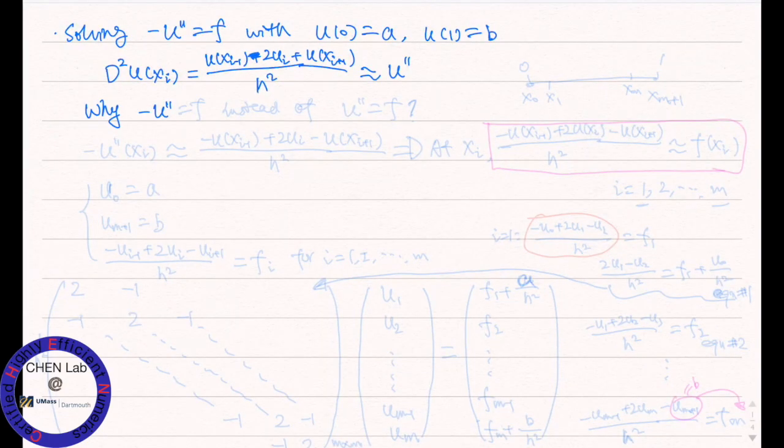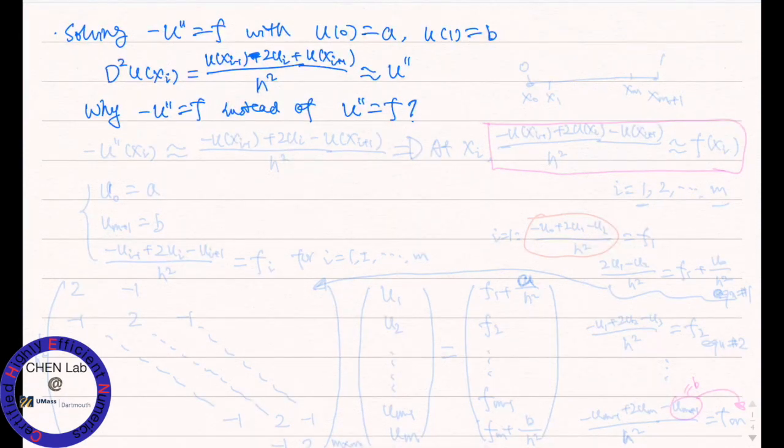Why negative u double prime is equal to f, instead of just working with u double prime is equal to f? There's some technicality that's outside of this course, but if you really hate negative u double prime, you can simply do your u double prime and treat your f as a negative of my f. All right, so we're going to stick with the negative u double prime. It will be clearer in a moment as to one reason why we're doing this.